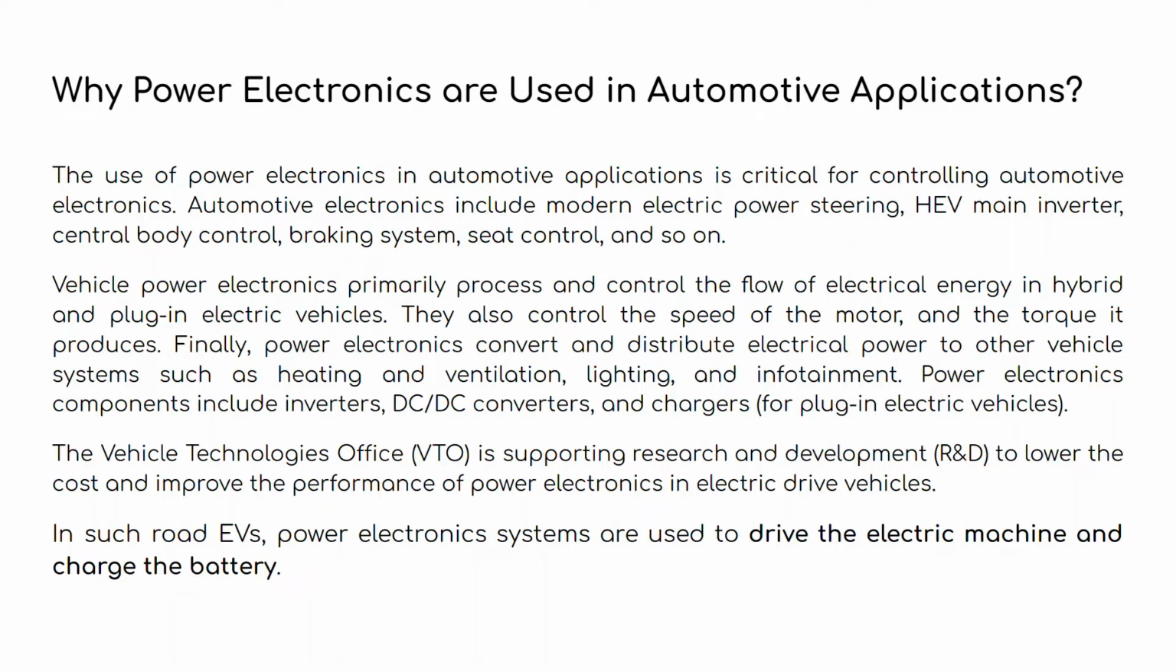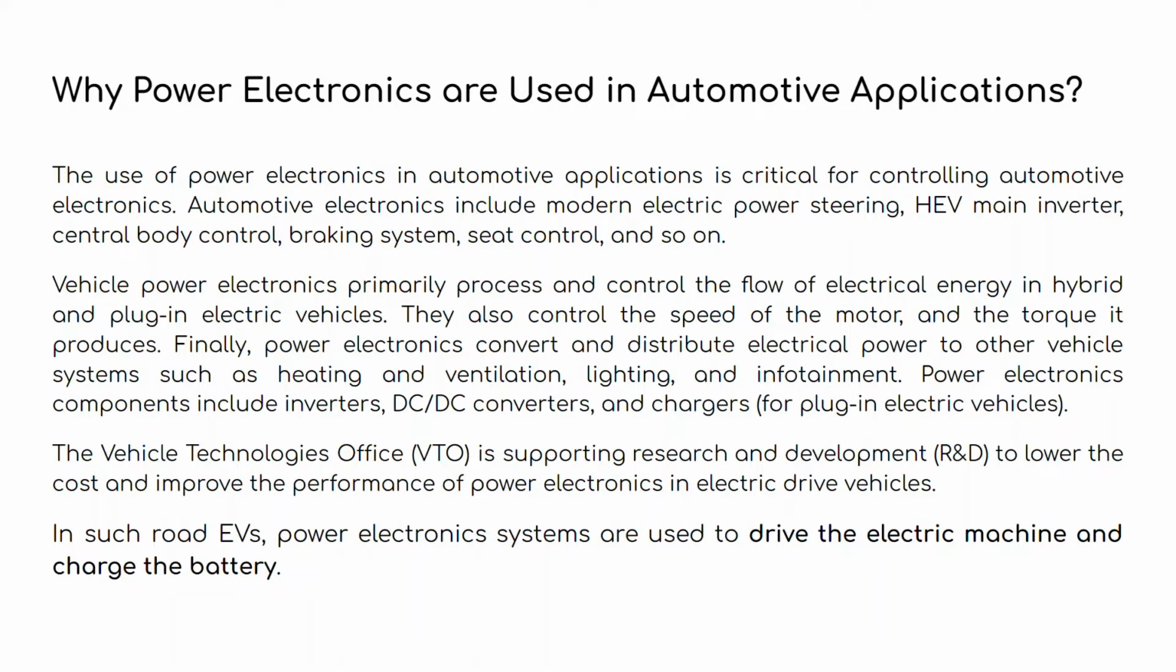Vehicle power electronics primarily process and control the flow of electrical energy in hybrid and plug-in electric vehicles. They also control the speed of the motor and the torque that it produces. Finally, power electronics convert and distribute electrical power to other vehicle systems such as heating and ventilation, lighting, and infotainment. Power electronic components include inverters, DC-DC converters, and chargers, etc.